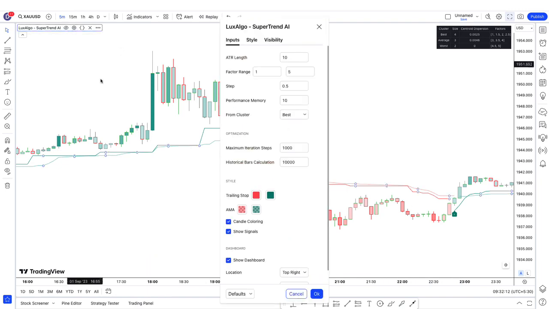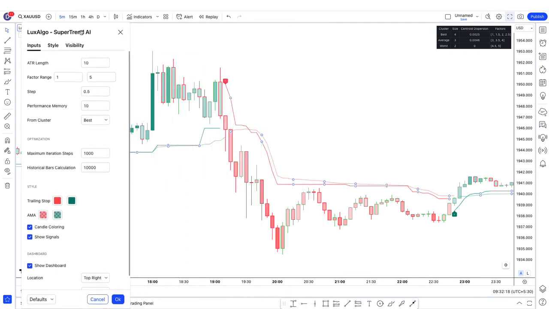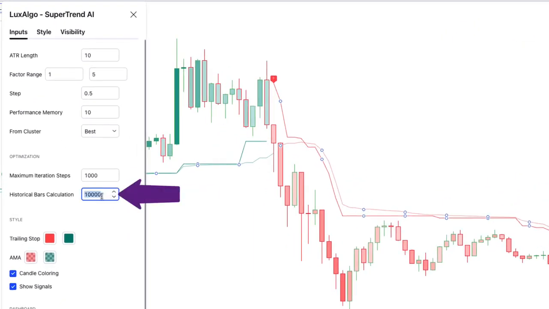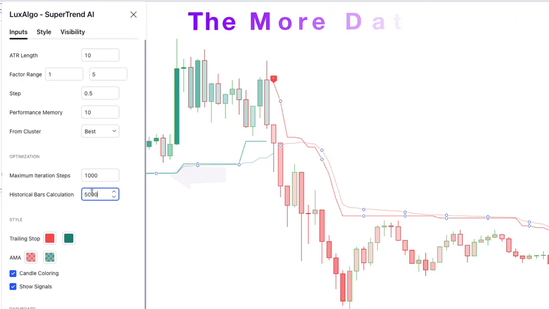If we go into the settings here, we have a number of options relating to fine-tuning of the indicator. The first thing we want to do here is reduce the max historical bars to 5,000. This option controls how much past data is used in its calculations. Typically, the more data is the better. However, the more data used, the longer it will take for it to load on the chart.